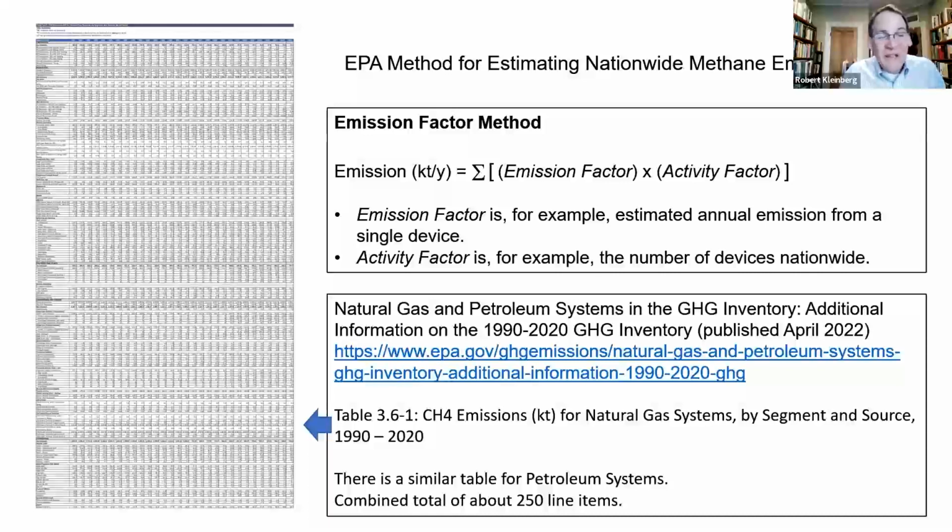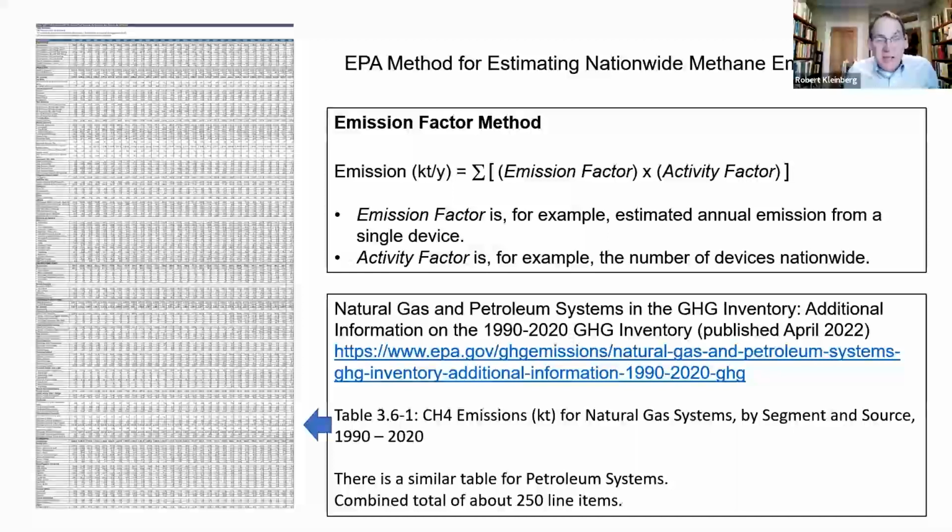So on the left is a spreadsheet from the latest greenhouse gas inventory, additional information. And what's going on here, each line is an equipment type. And this is just from the natural gas systems. The petroleum systems have another spreadsheet that looks very much like this. And then the columns are the calculated amount of methane coming from that equipment type for each year from 1990 to the latest reporting year, which is, in this case, the year 2020.